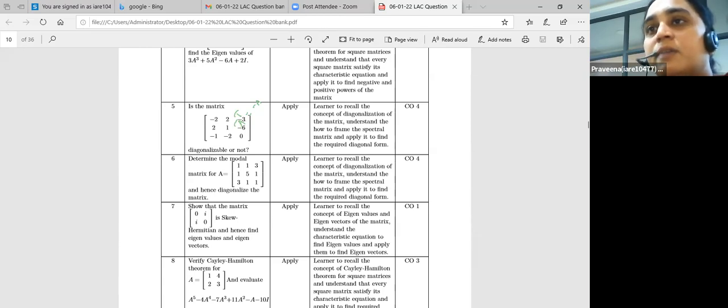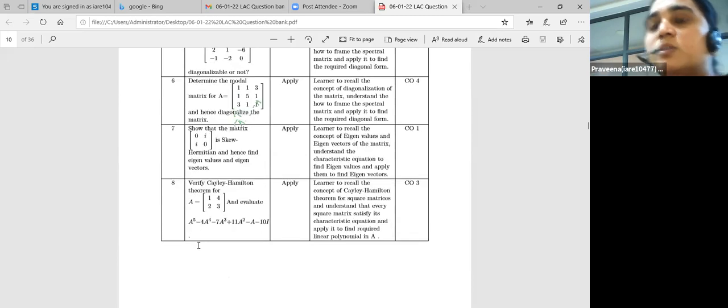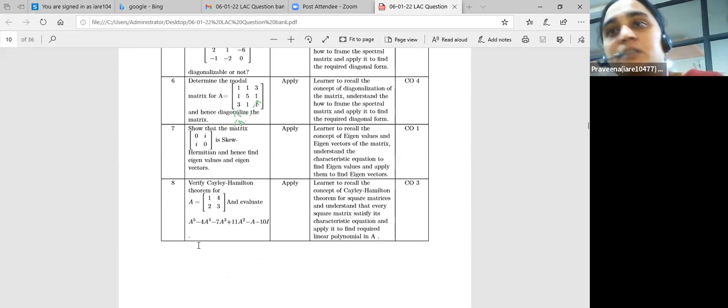Okay, again, what is the matrix here? Show that the matrix is skew-Hermitian. Skew-Hermitian means what? A power theta is equal to minus A, right? And find the eigenvalues and eigenvectors. That is the seventh question. And eighth question, verify Cayley-Hamilton theorem.